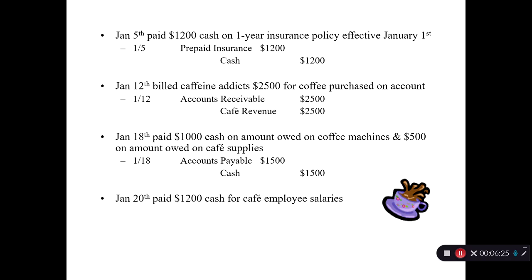Now, January 20th, paid $1,200 cash for cafe employee salaries. Here, we're paying our workers. We're paying cash, so we know it's going to be a credit to cash. What's my corresponding debit? Well, this is going to be an expense. We're going to call that salary expense. Increasing an expense is a debit. And then we're going to credit or decrease cash, $1,200.